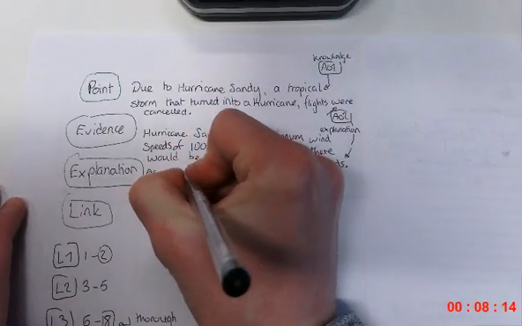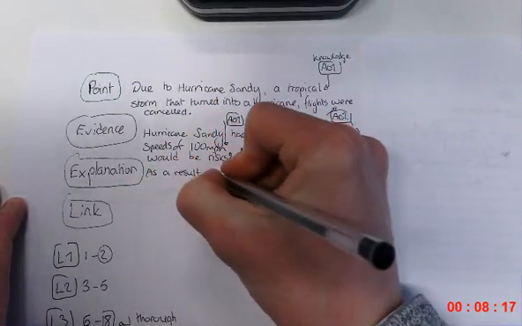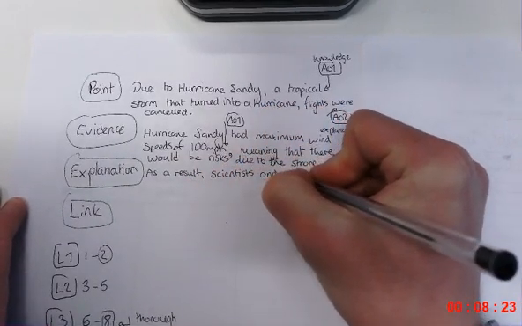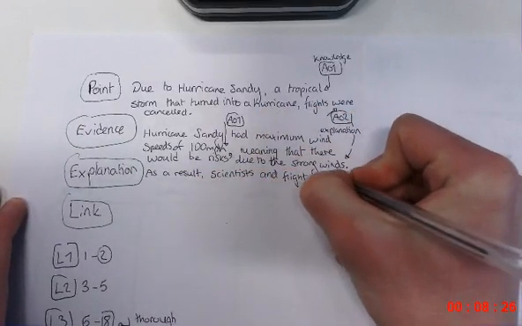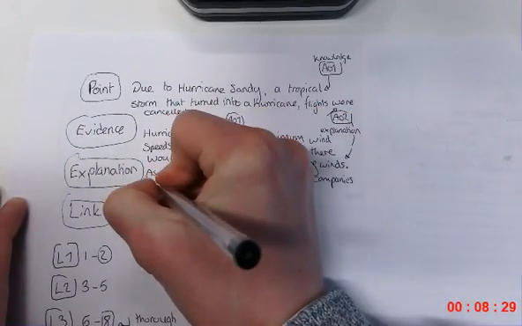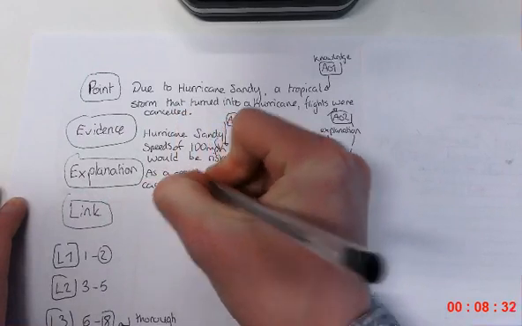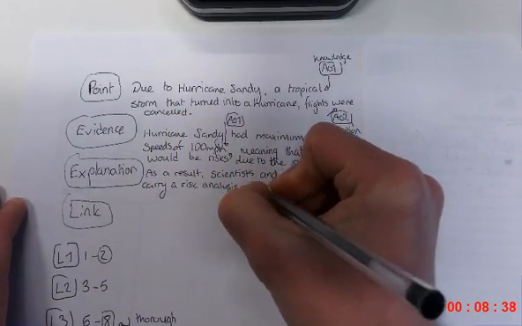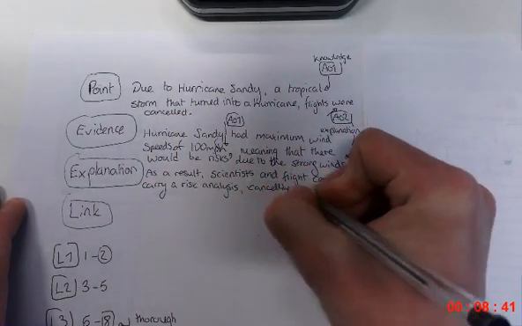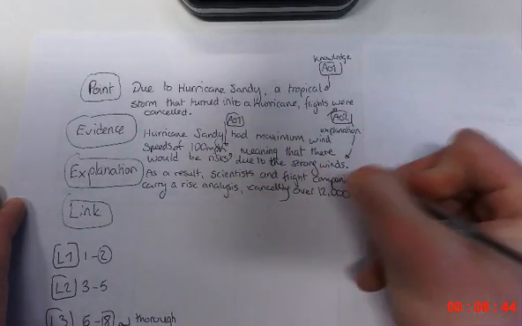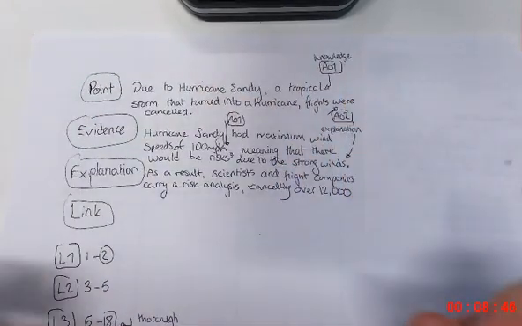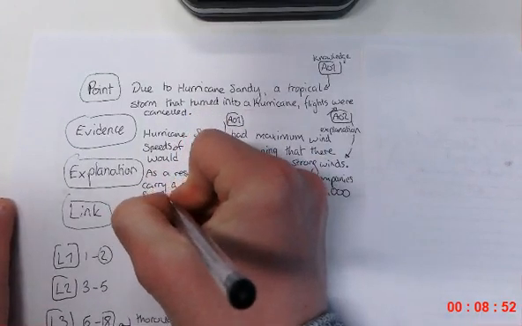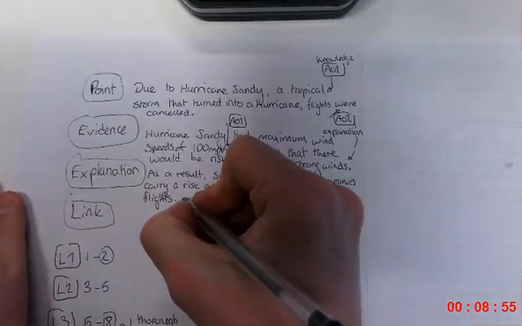As a result, we'll say scientists and flight companies carried out a risk analysis, and cancelling over 12,000 flights. Now, more evidence, so evidence doesn't specifically have to be before explanation all the time. So 12,000 flights cancelled. Well, what does that mean for people? Let's develop that further.